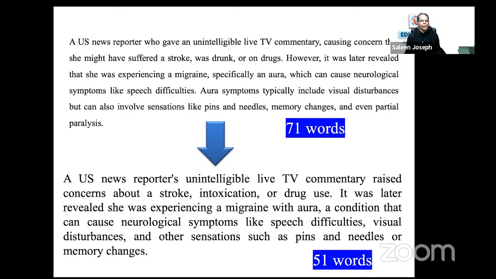So even shorter says, a US news reporter's unintelligible live TV commentary raised concerns about a stroke, intoxication, or drug use. It was later revealed she was experiencing a migraine with aura, a condition that can cause neurological symptoms like speech difficulties, visual disturbances, and other sensations such as pins and needles or memory changes. See, make it shorter. Try to understand. This is the step that gives you competence. Now, with this understanding, I hope you have got a gist of the whole paragraph.